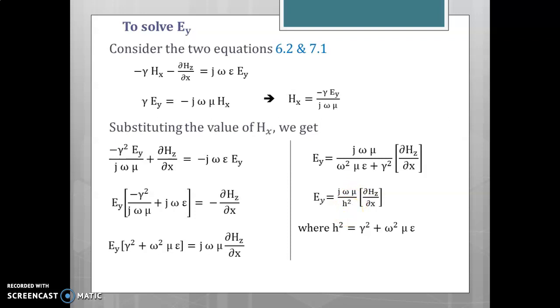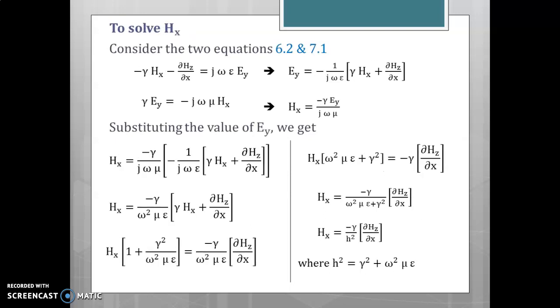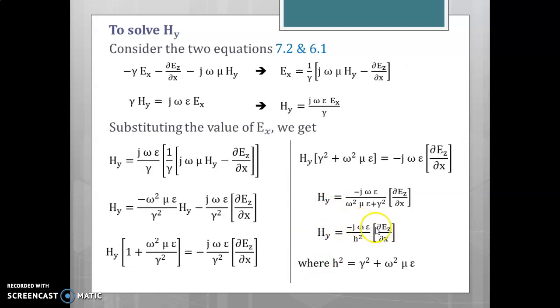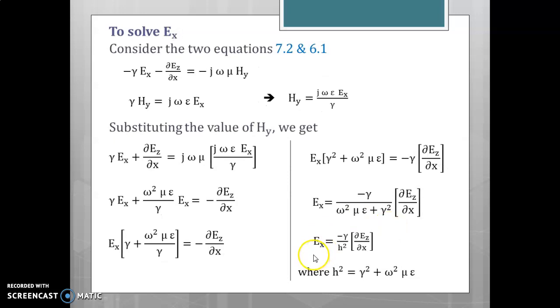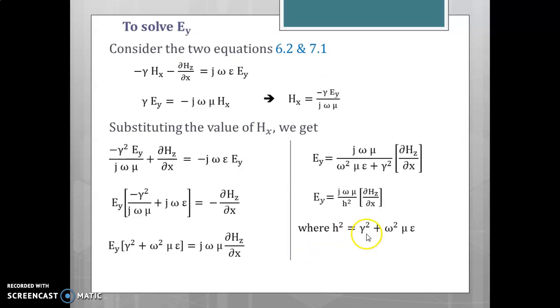So now we have found all the four components, Hx, Hy, Ex and Ey. If you observe all the four equations, you find that the component Hx is depending on Hz, and similarly this component is depending on Ez, and again here depending on Ez. Here again depending on Hz. The components of electric and magnetic fields are expressed in terms of Ez and Hz.